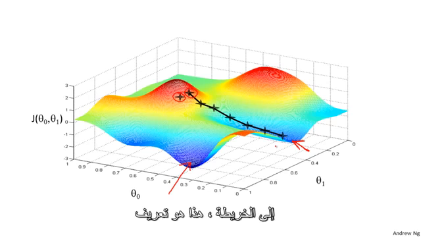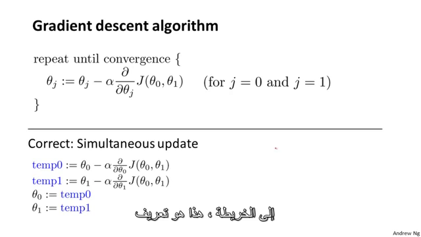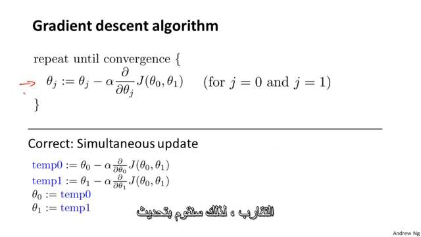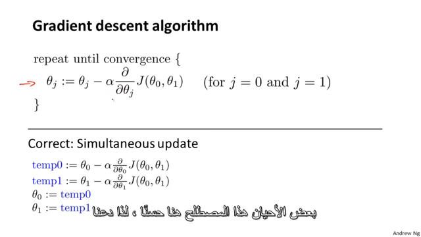Let's look at the math. This is the definition of the gradient descent algorithm. We're going to just repeatedly do this until convergence. We're going to update my parameter theta j by taking theta j and subtracting from it alpha times this term over here. Okay, so let's see.